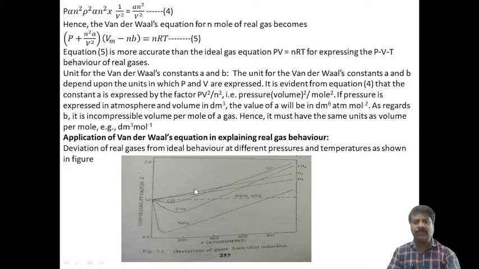In particular, all these gases behave at very low pressure like a line parallel to the x-axis, and they are said to be ideal. This can be explained by using the following factors.